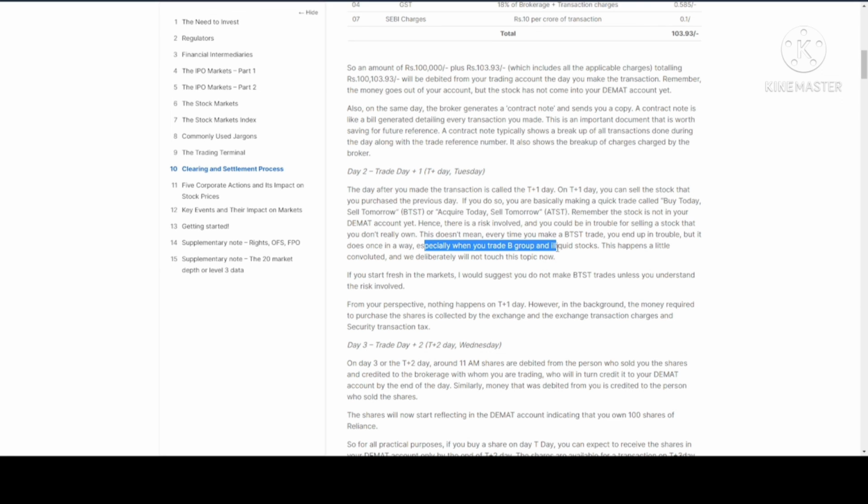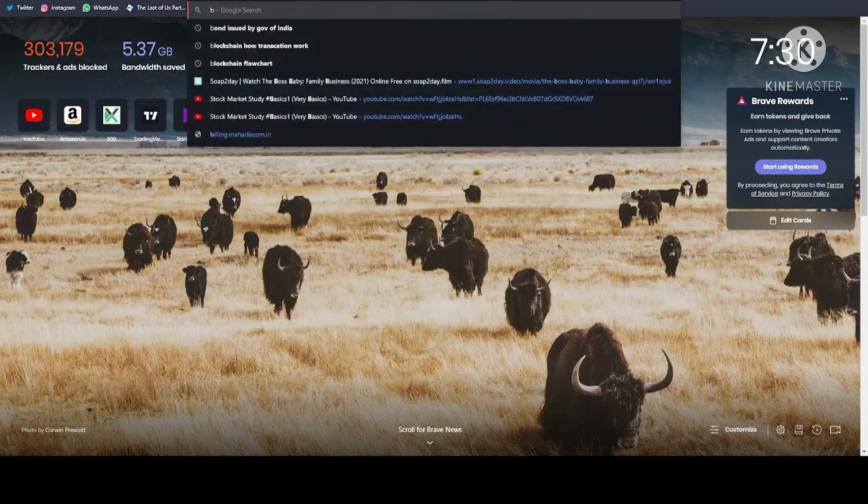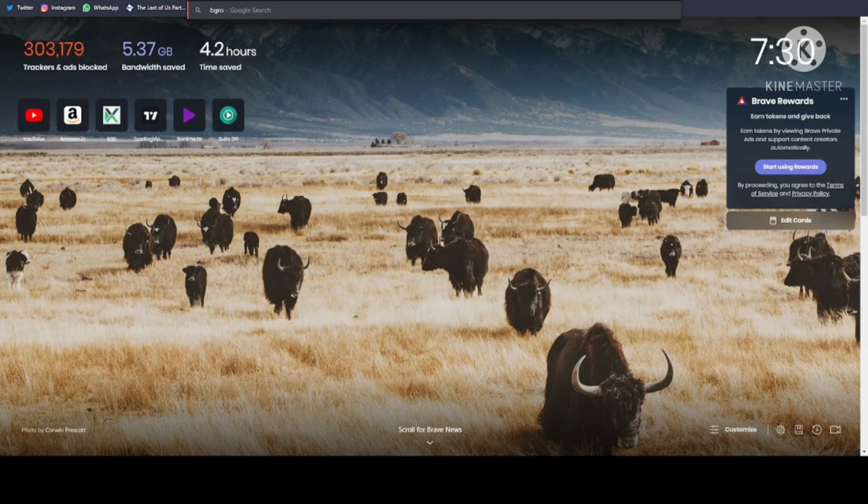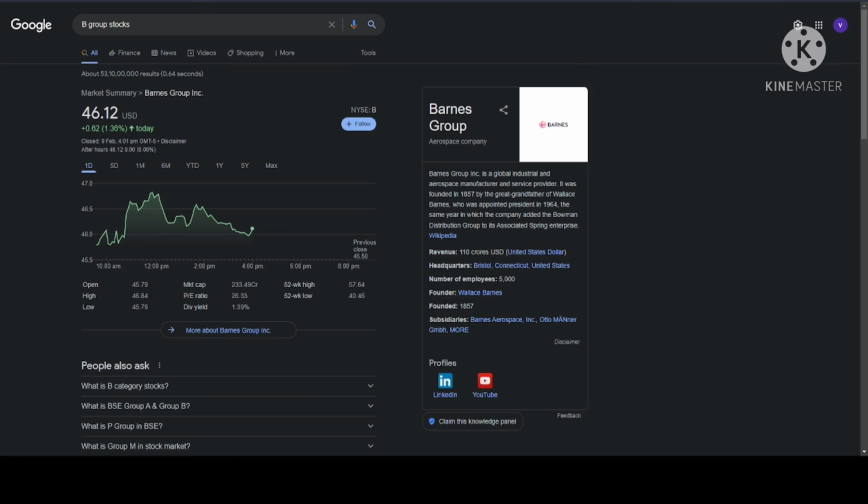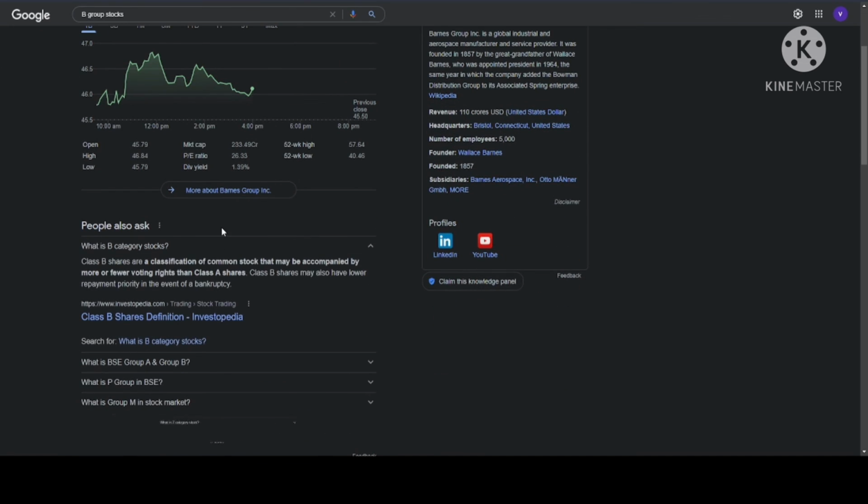Especially when you trade B group and illiquid stocks. B group stocks, what is it? B group stocks. What is B category stocks? Class B shares are a classification of common stock that can be accompanied by more or fewer voting rights.